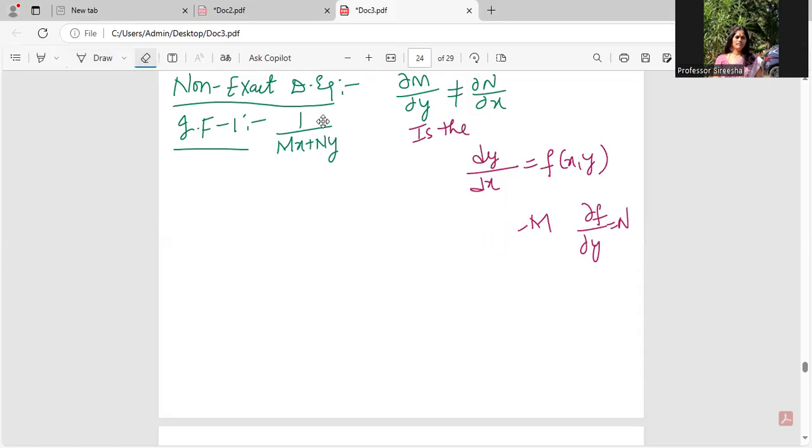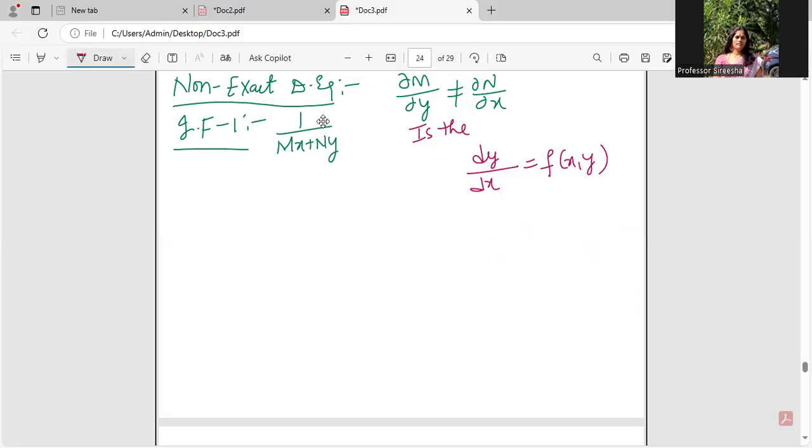Okay. Now, when I have it as a function, I'll check whether this function is homogeneous. If it is homogeneous, then damn sure 1/(Mx + Ny) works as an integrating factor. What exactly is an integrating factor? When certain criteria are not satisfied, I'll multiply with a term and make the criteria get satisfied. That's what an integrating factor is.